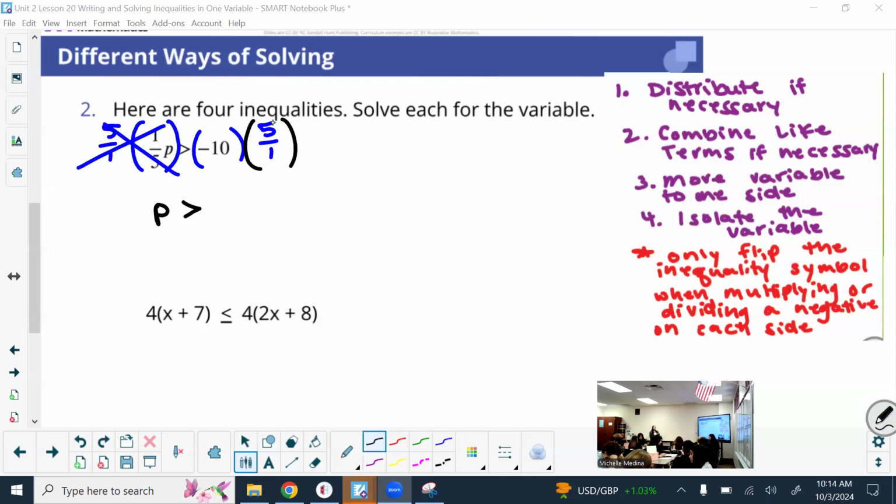What's negative 10 times 5? Negative 10 times 5, negative 50. Negative 50 and then divided by 1 is, what's negative 50 divided by 1? So that one I thought was actually pretty easy.